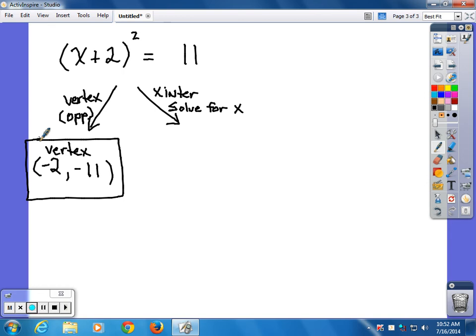Now I'm going to rewrite my equation over here. X plus 2 quantity squared is equal to 11. And I want you to solve that for X. Do that right quick. And if you can't, just meditate.